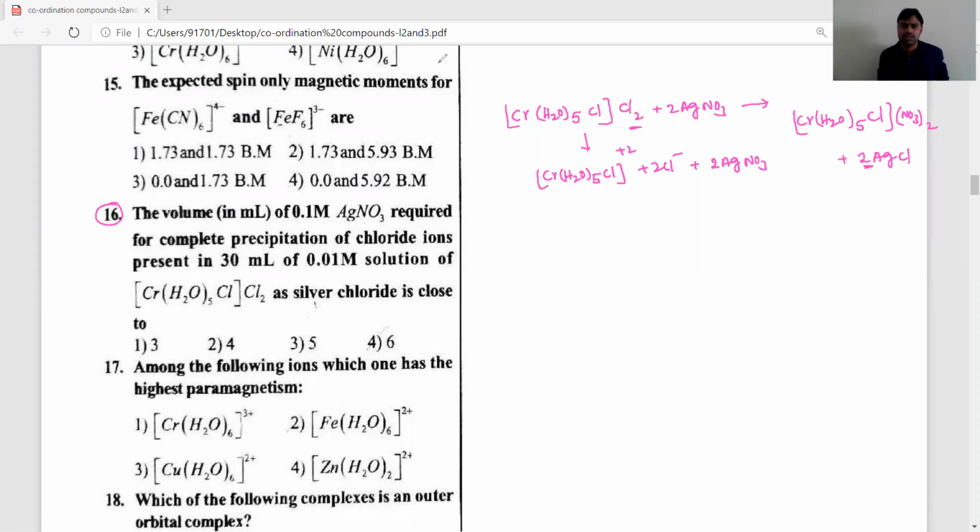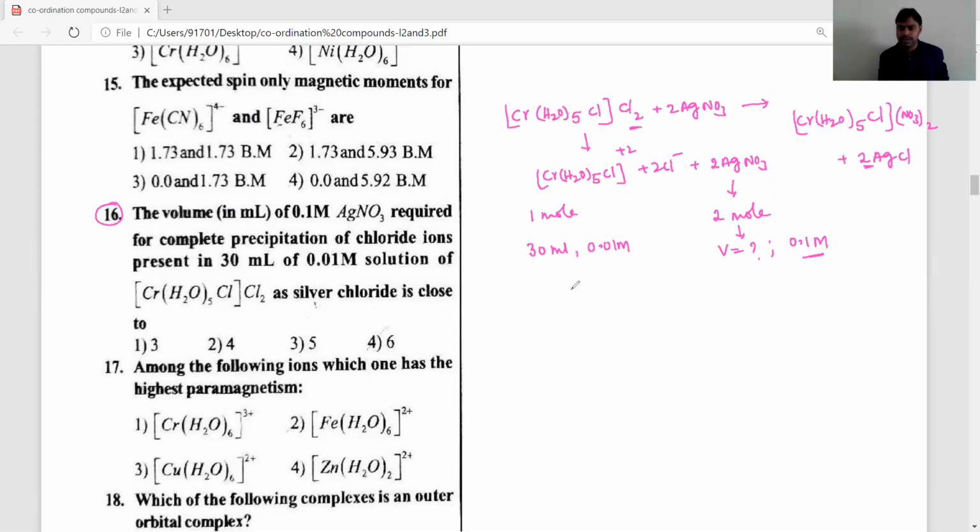Now in the given question, it is 1 mole of complex. It reacts with 2 moles of silver nitrate. Now its volume is 30 ml with 0.01 molar. Now the volume is what we need to find out, but this molarity is 0.1 molar. Okay, students.